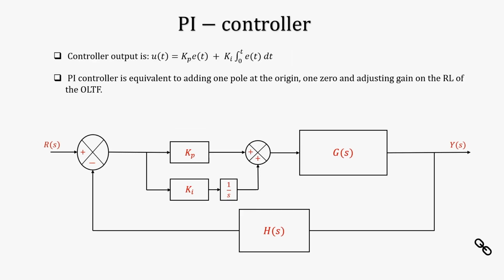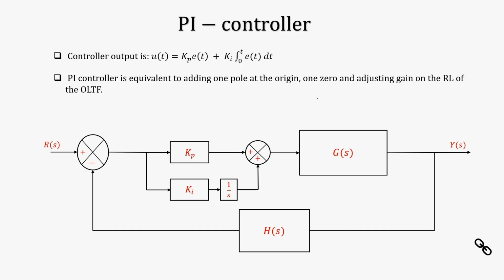So, you can see what a PID controller is. Now, from the PID controller you can take off the D part, then it becomes a PI controller. If there is no D, then it becomes a PI controller. So, what is a PI controller from a root locus point of view?